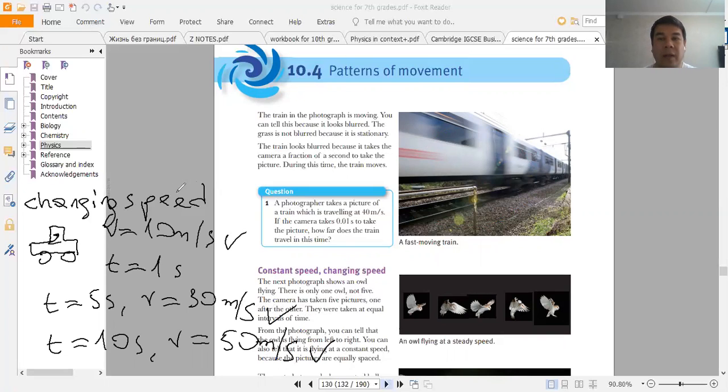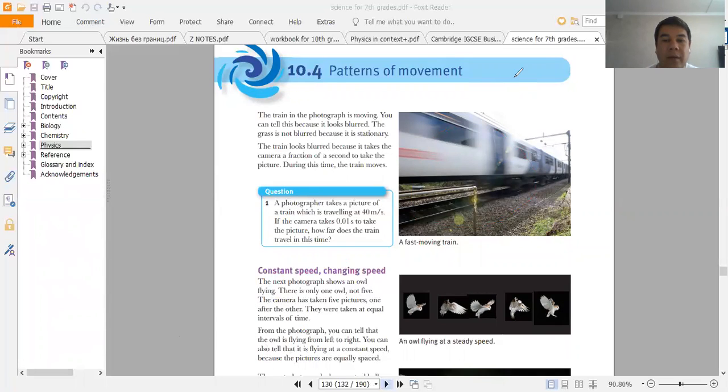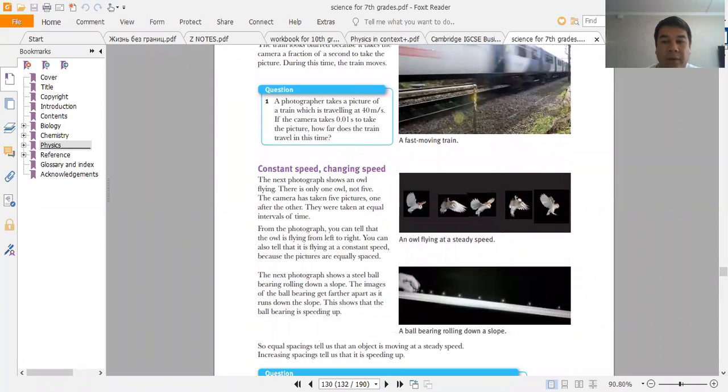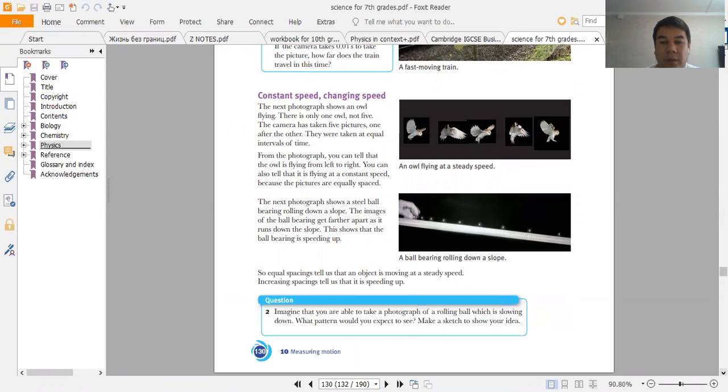These are the two key phrases which I want to explain to you here as we start our topic: constant speed and changing speed. Here we have a picture of an owl flying at a steady speed. So it's steady, you can see the movement. On the other hand, we have a ball bearing rolling down a slope. You can see the distance is getting lower, lower, lower. So it's all about the speed.